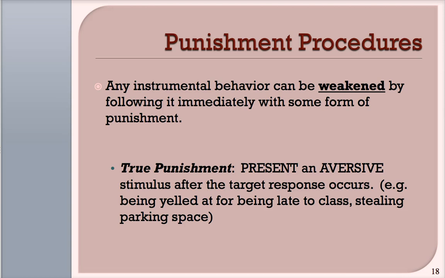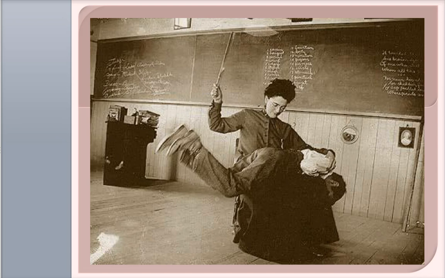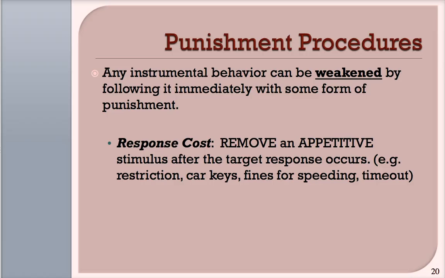So true punishment is where your behavior produces a really bad outcome and you don't ever want to do that again. But in all of these cases, remember that the aversive stimulus is presented immediately after the behavior. So here's a good picture. We don't do that anymore. At least I don't think we do.